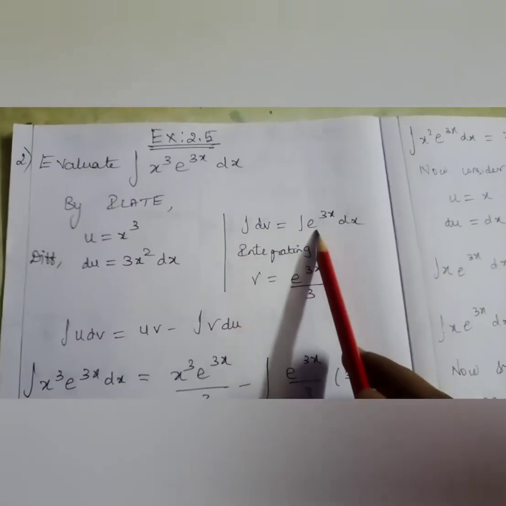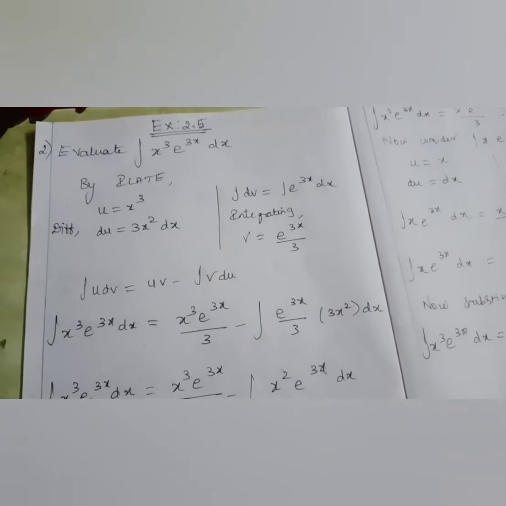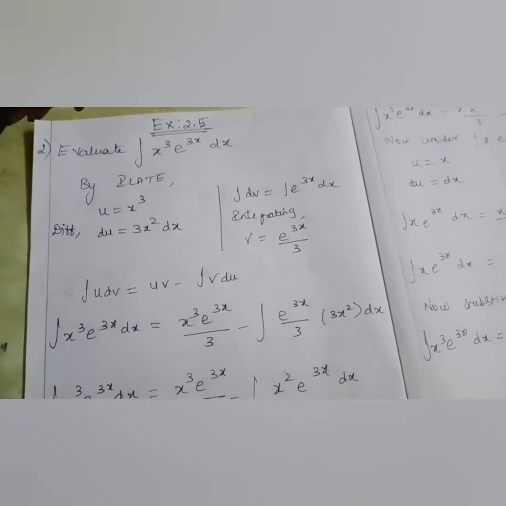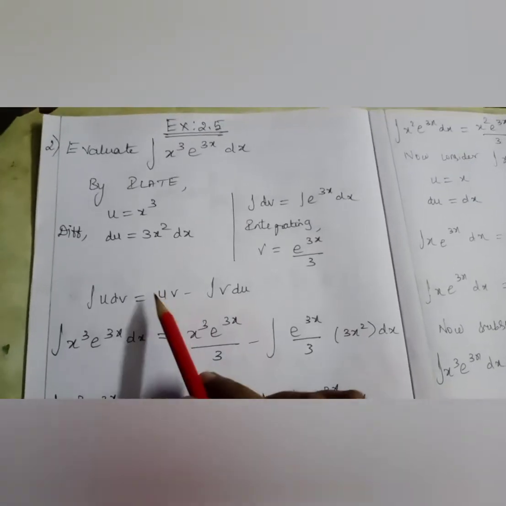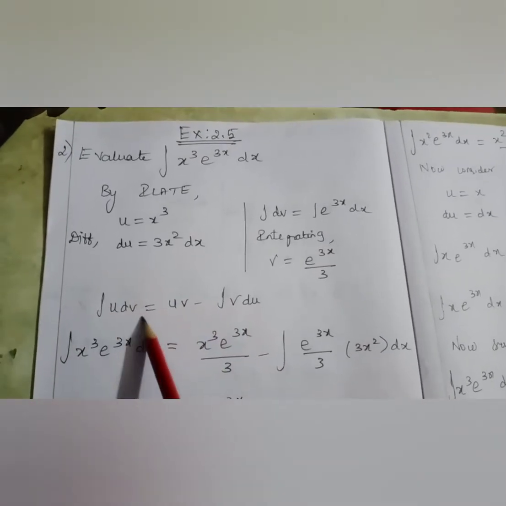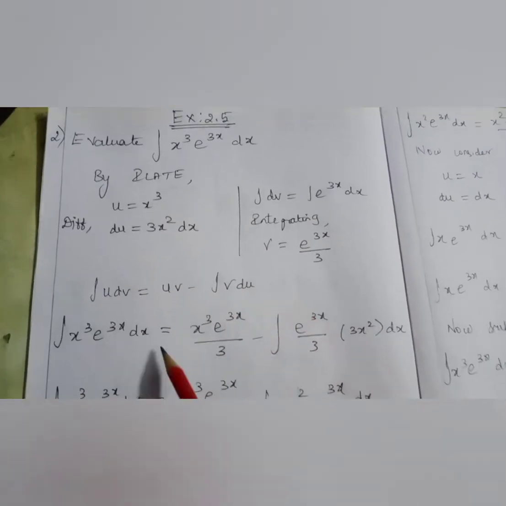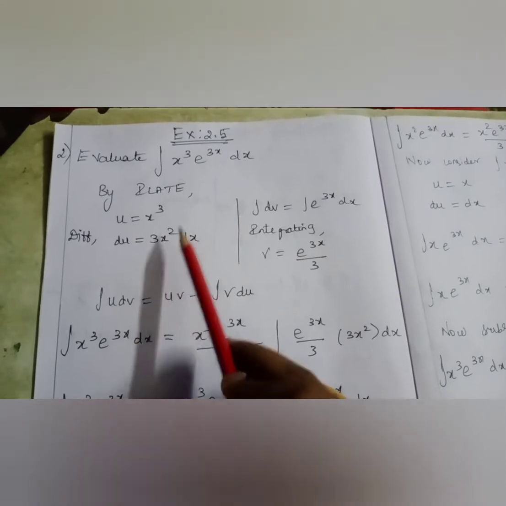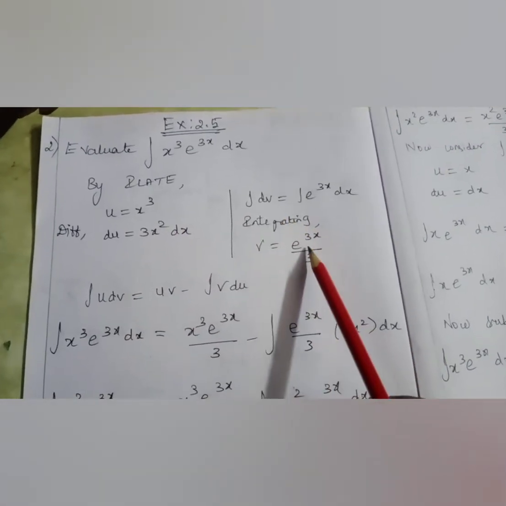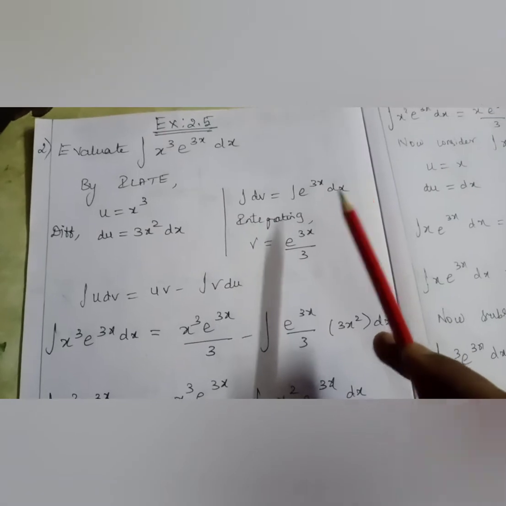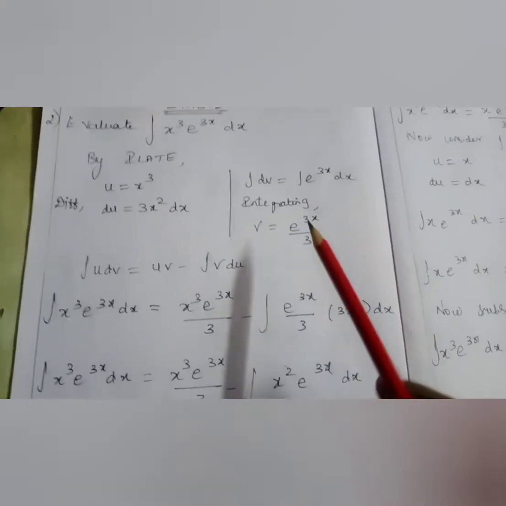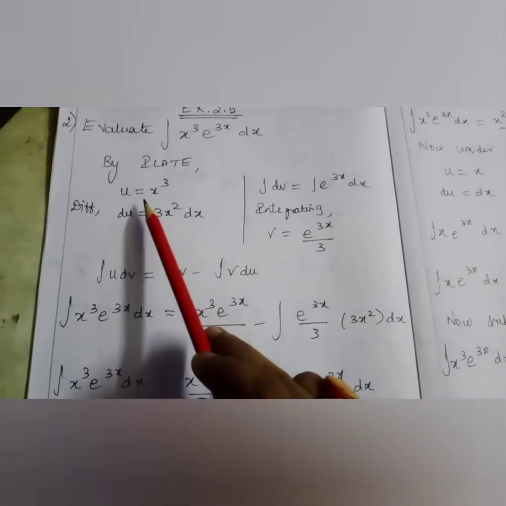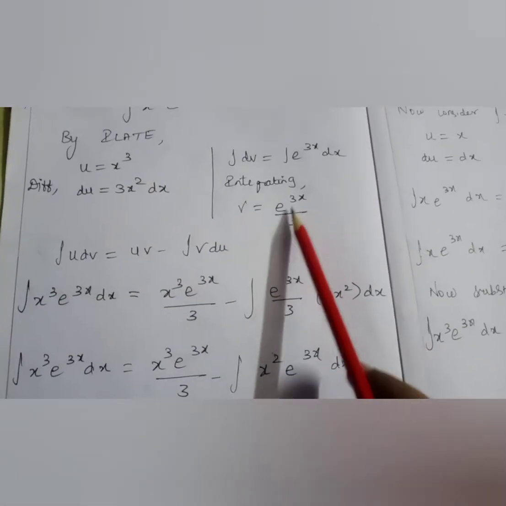So dv will be e power 3x dx. This is a very important sum. You will be having too much of substitution over here. Okay, so now we'll see. Integral u dv is equal to uv minus integral v du. So what is my u? When I am differentiating, du is 3x square dx, and when I am integrating, integration of e power ax is e power ax by a, so it is e power 3x by 3. Now substituting, I am getting u into v, that is x cube into e power 3x by 3.